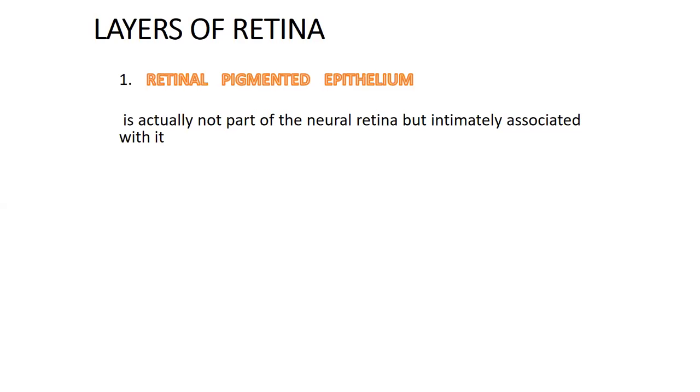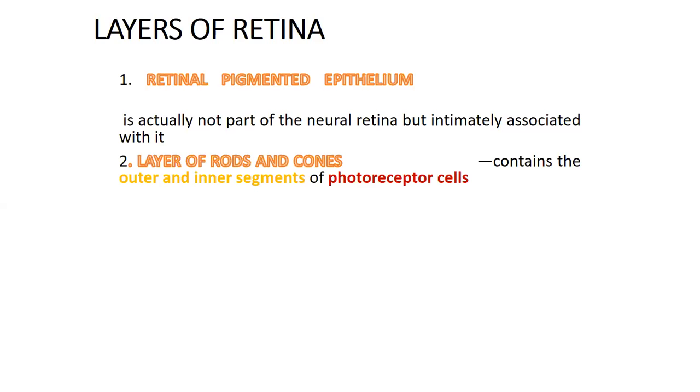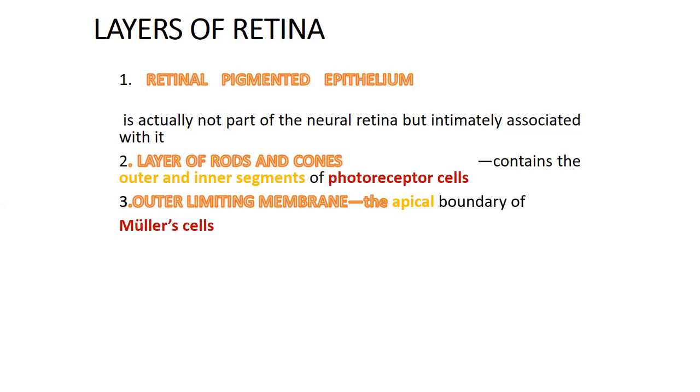The retinal pigmented epithelium is actually not a part of the neural retina but is intimately associated with it. The layer of rods and cones contains the outer and inner segments of photoreceptors. What are photoreceptors? Photoreceptors are basically rods and cones, and they have processes arranged in the form of outer and inner segments, which are separated from each other by a small constriction. The outer limiting membrane is the apical boundary of the Muller supporting cells, as I already showed you in the diagram.